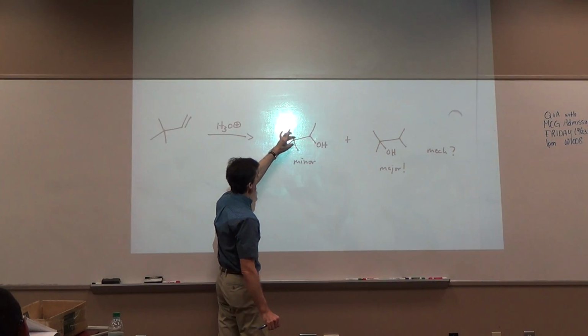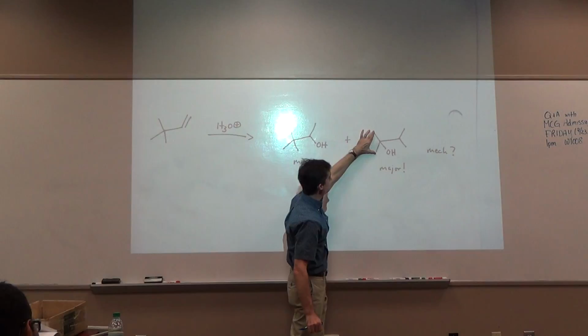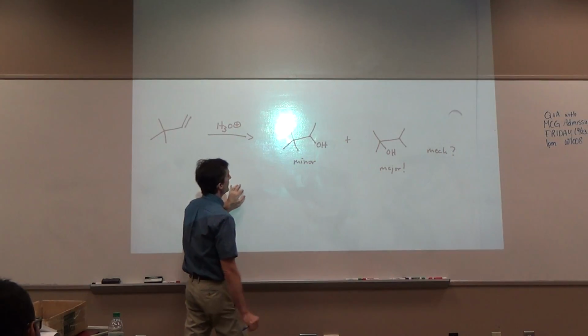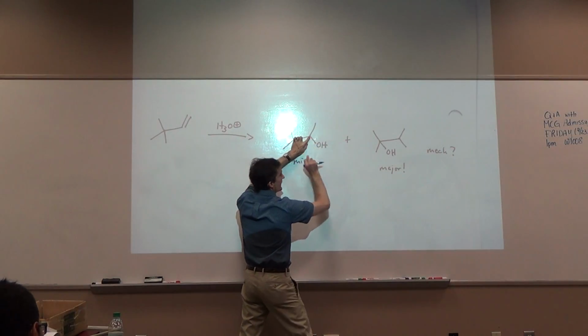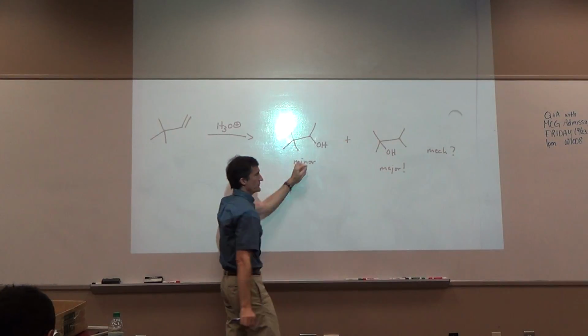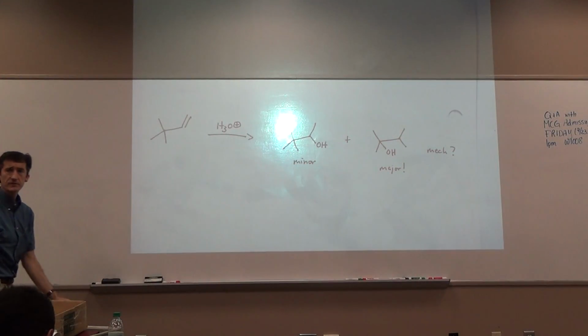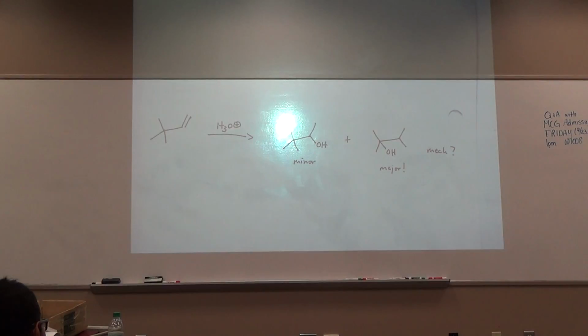But hold on. This carbon has 3 methyls bonded to it. This carbon only has 2 methyls. This carbon has 1 methyl bonded to it. Now the carbon has 2 methyls. Instead of a hydride shift, this looks like what might have happened. A methyl migrated over.